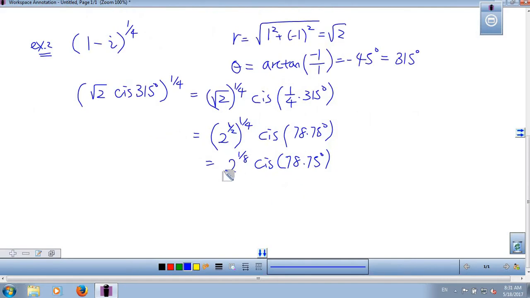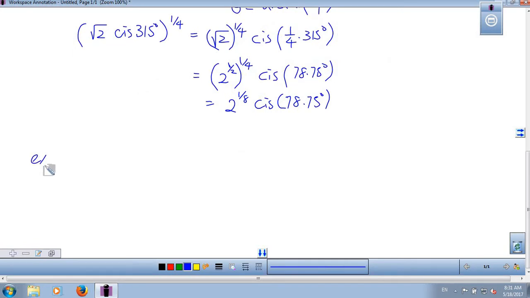2 to the 1/8 power, you can also write it as the 8th root of 2, and we can use a calculator to find the equivalent decimal. Alright, so let's go ahead and try to find another root. Let's find the cube root of, let's see, which number should we do? Alright, this is the square root of 3 minus i.